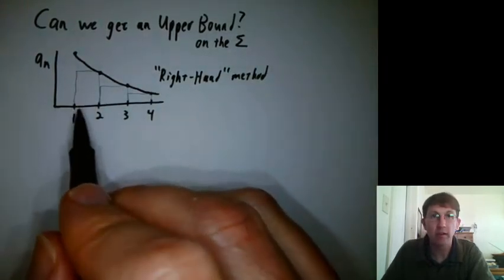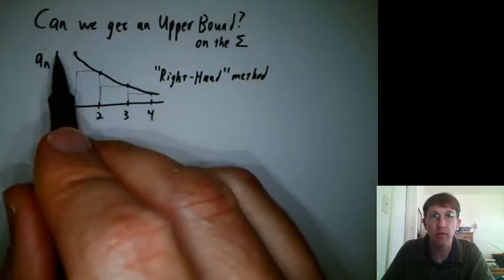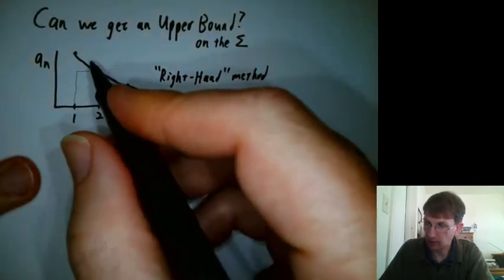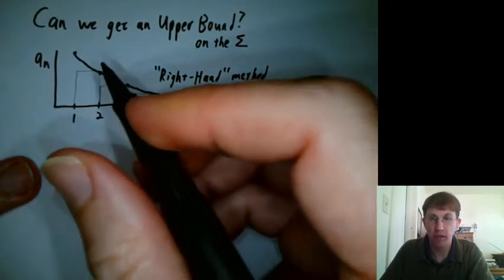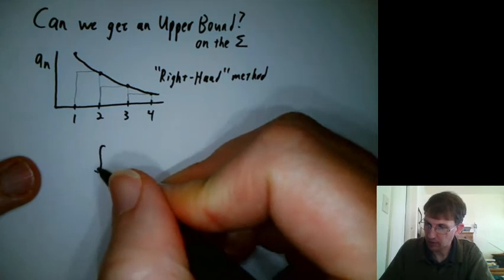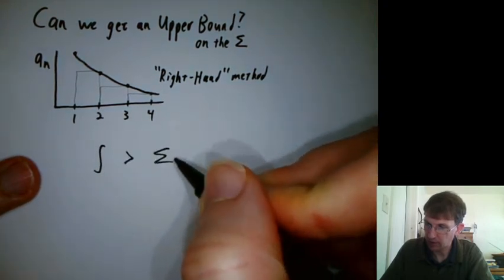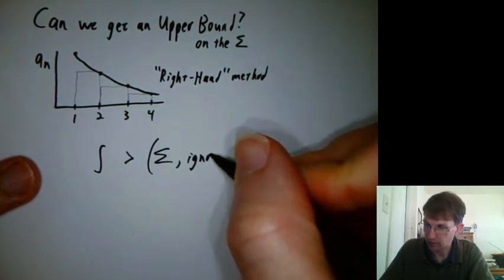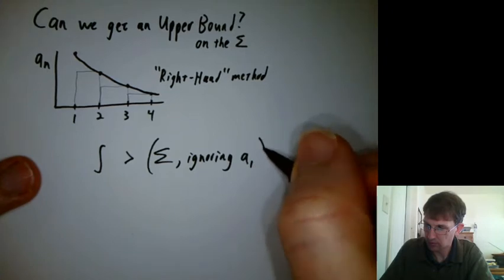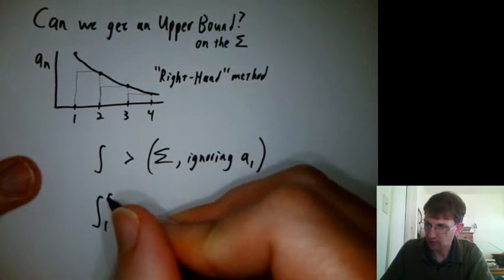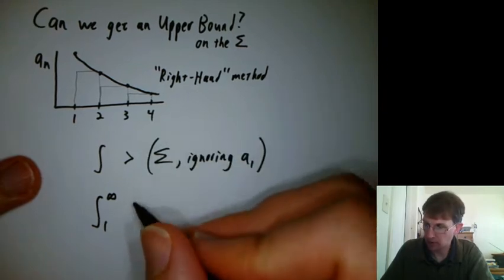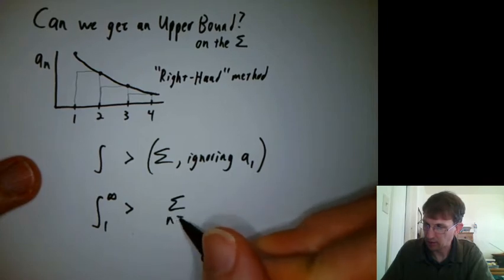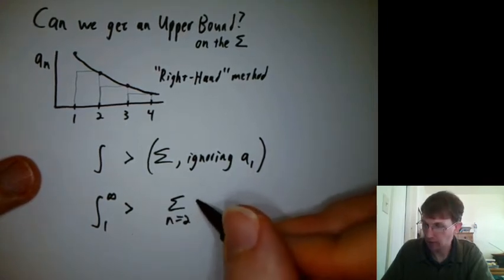Well, we used to have a box here at 1 that went all the way up to a sub 1 and then over this way, but now we don't have that. So what we have, we're ignoring the a sub 1 value, and other than that we can say now that the integral is an upper bound on the sum, but it's the sum ignoring the a sub 1 value. So we could say the integral from 1 to infinity, or stopping anywhere in between, is bigger than the sum starting at n equals 2. That's the way we would say ignoring the a sub 1 term.